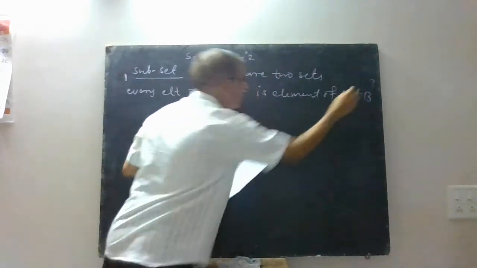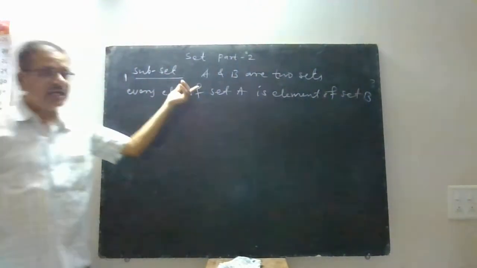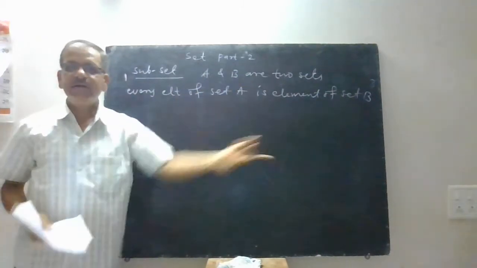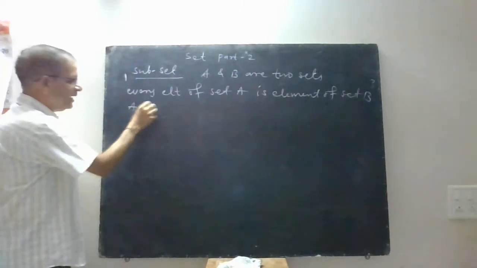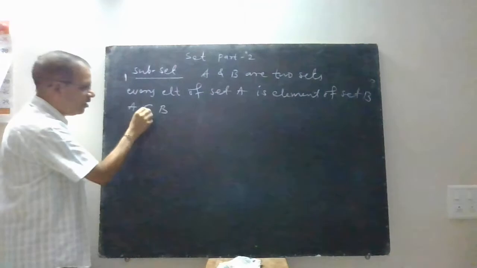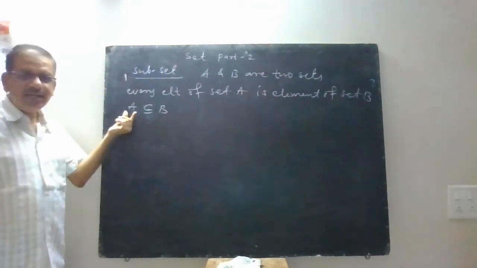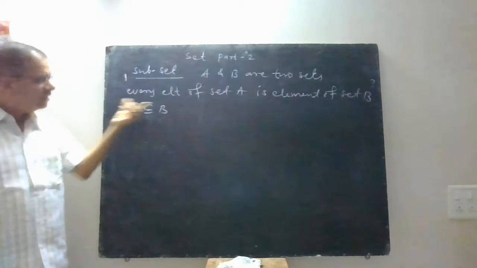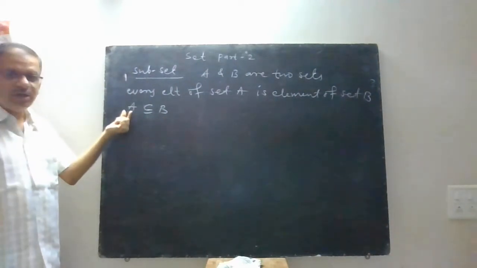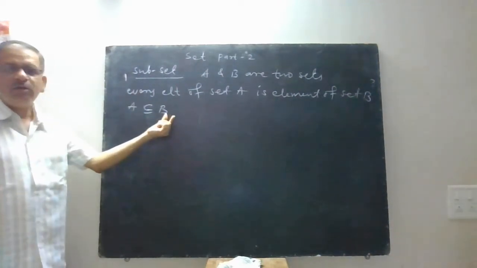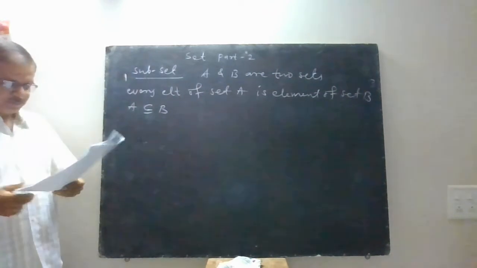then we say set A is a subset of set B. Now we write it as A subset B. This is the sign of writing subset. How will you read this one? A is a subset of B. What is the condition? Every element of set A should be an element of set B.